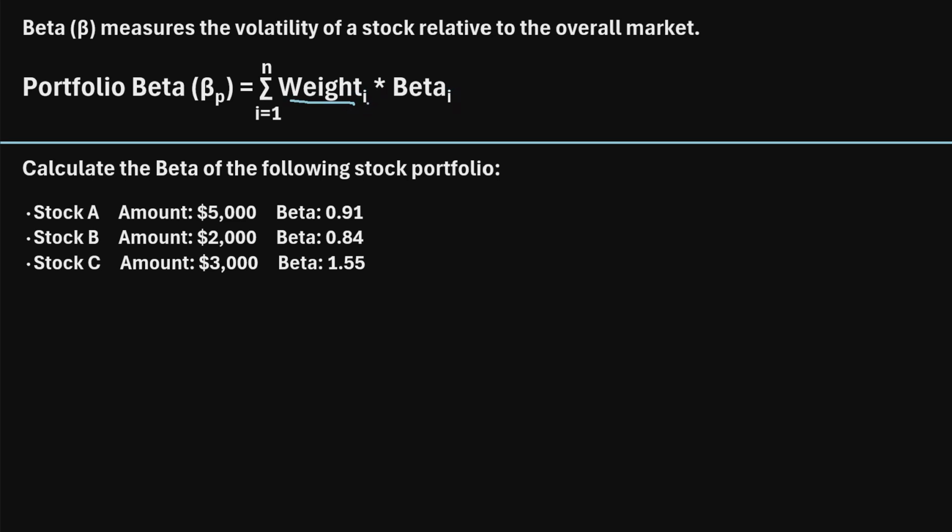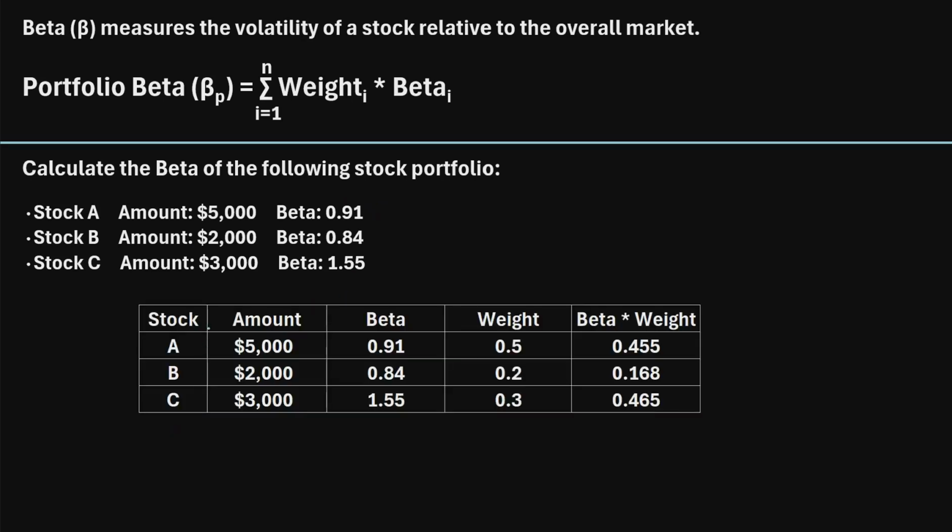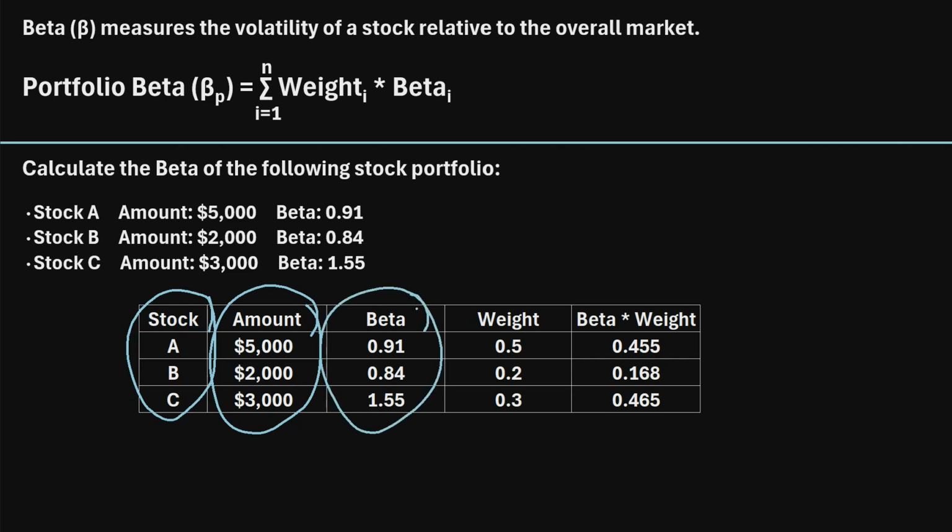So let's take a look at an example of how to actually calculate portfolio beta. This says calculate the beta of the following stock portfolio. We have 3 stocks, A, B, and C, in this portfolio. We have the following amounts invested in each stock, and we have the beta values for each of these individual stocks. So here's how we can calculate the portfolio beta. I've created this table where the first few columns are just the stocks, the amount in each stock, and the beta of each stock.